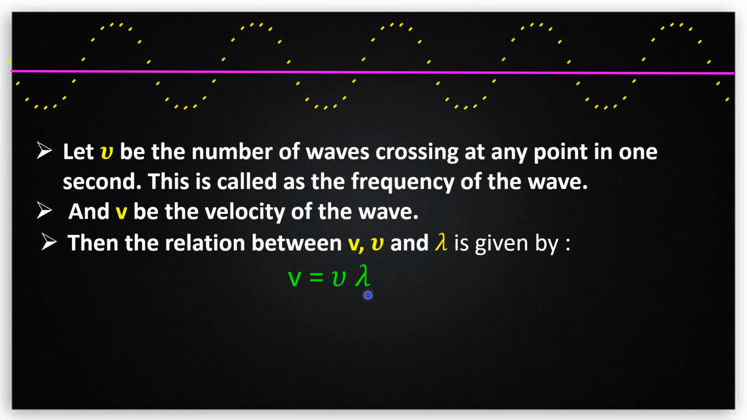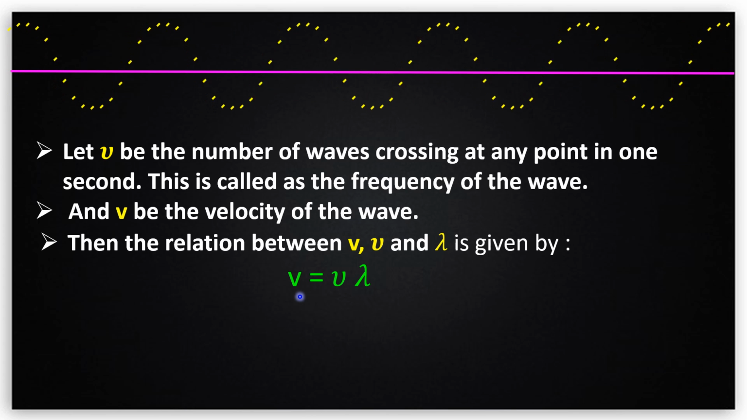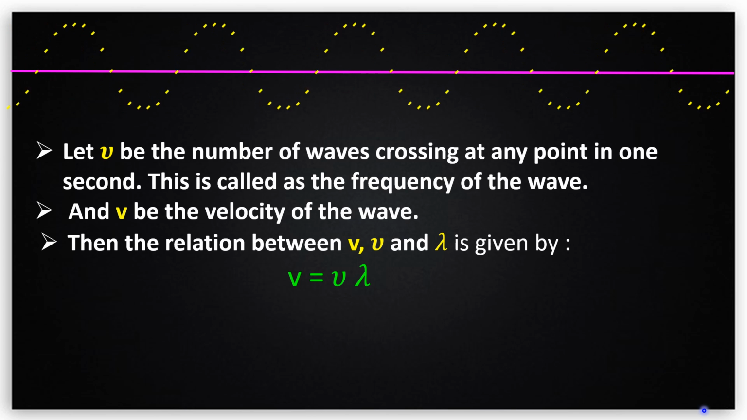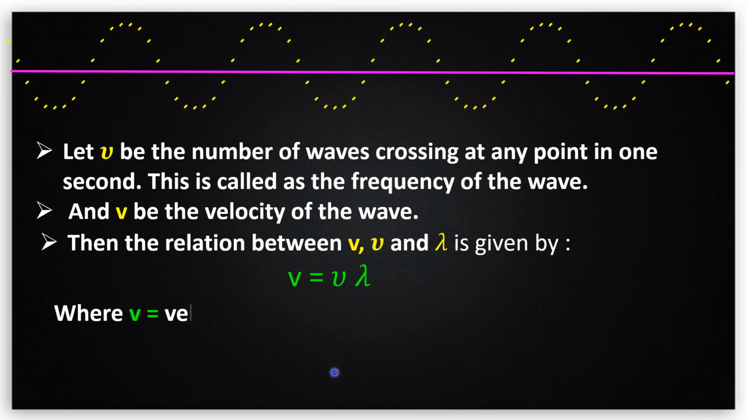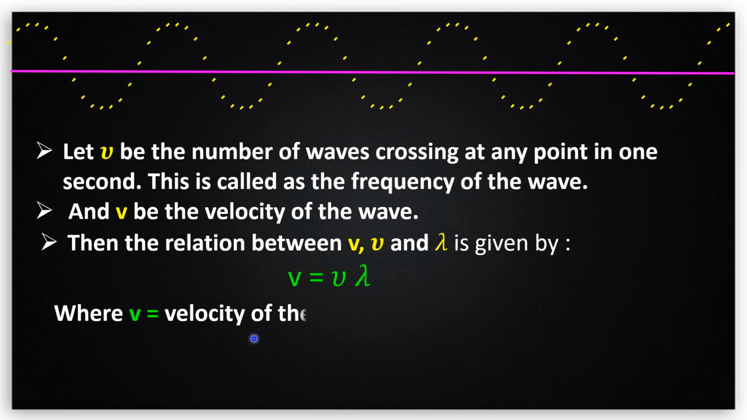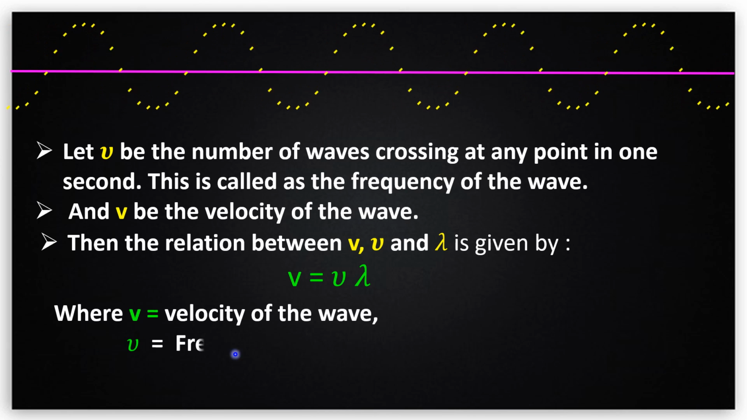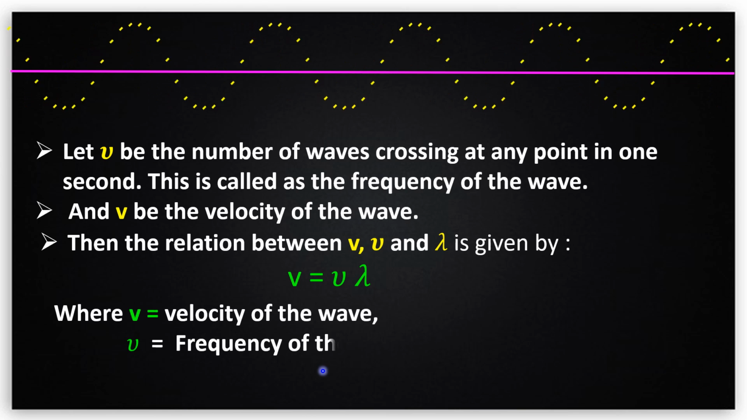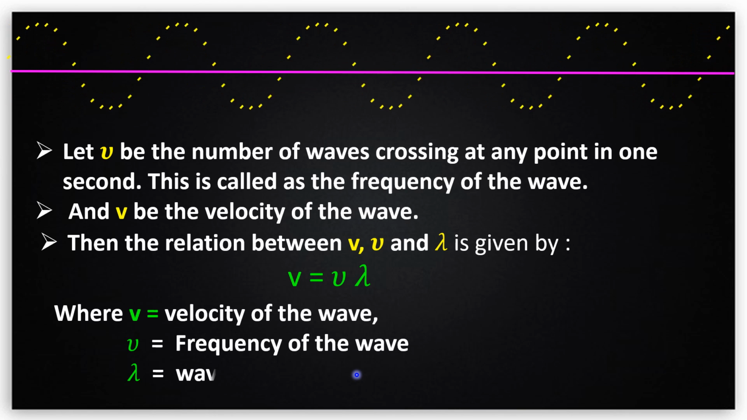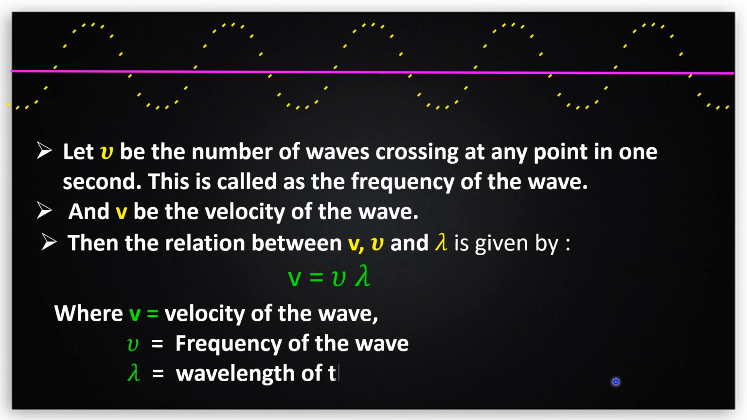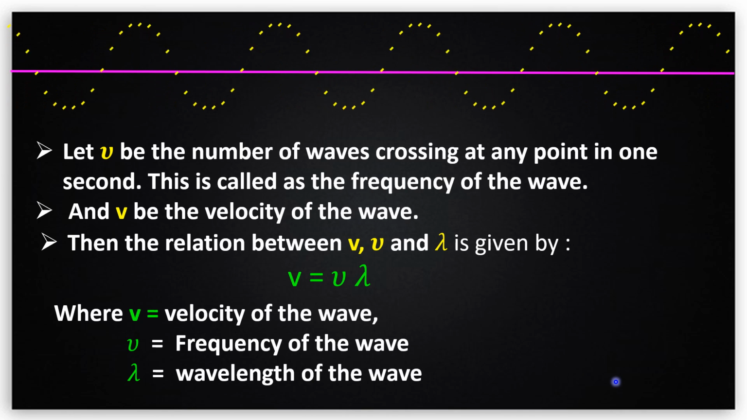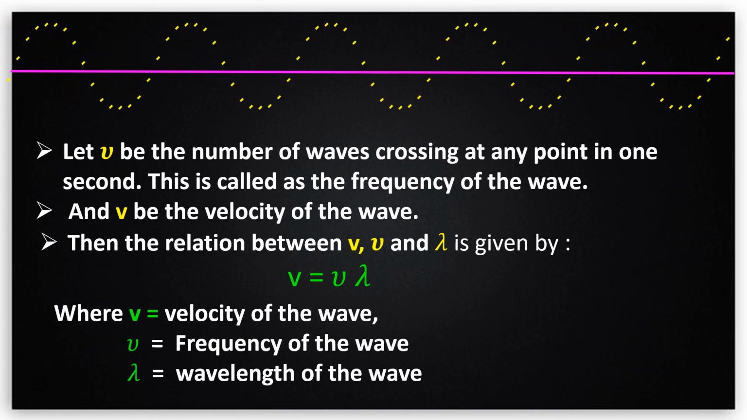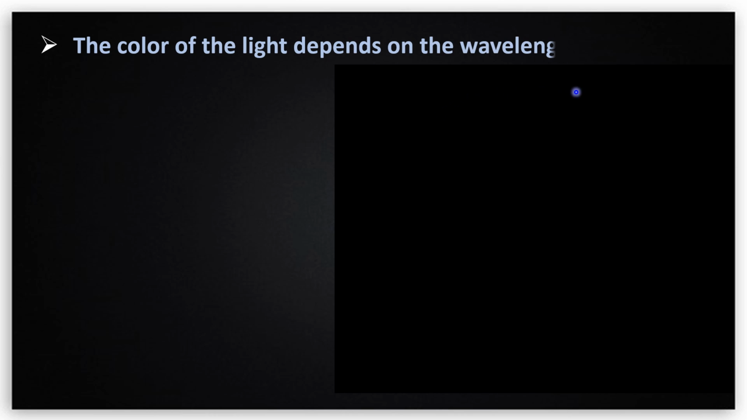Wavelength of violet light is less, hence its speed is also less. Okay, v equals nu lambda, where v is the velocity of the wave, nu is the frequency of the wave, and lambda is the wavelength. So the color of light depends on the wavelength.